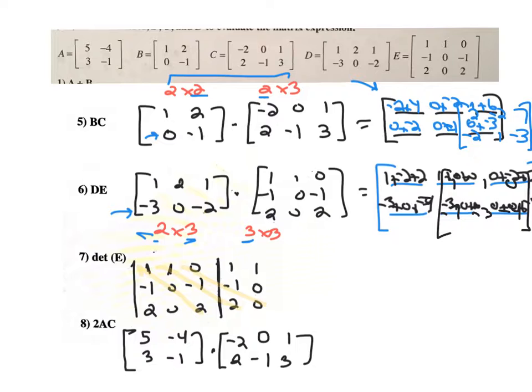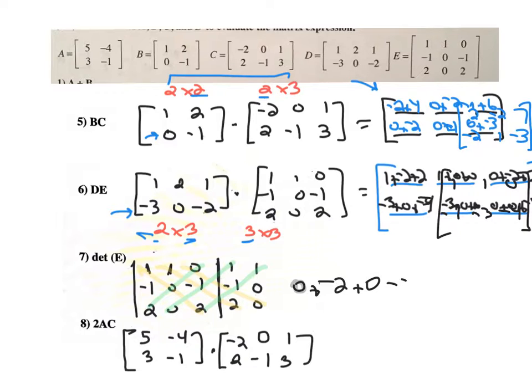1 times 0 times 2 is 0. Negative 1 times negative 1 times negative 2 is negative 2. 0 times negative 1 times 0 is 0. Then I've got to go this direction. I got to go diagonal, diagonal, diagonal.